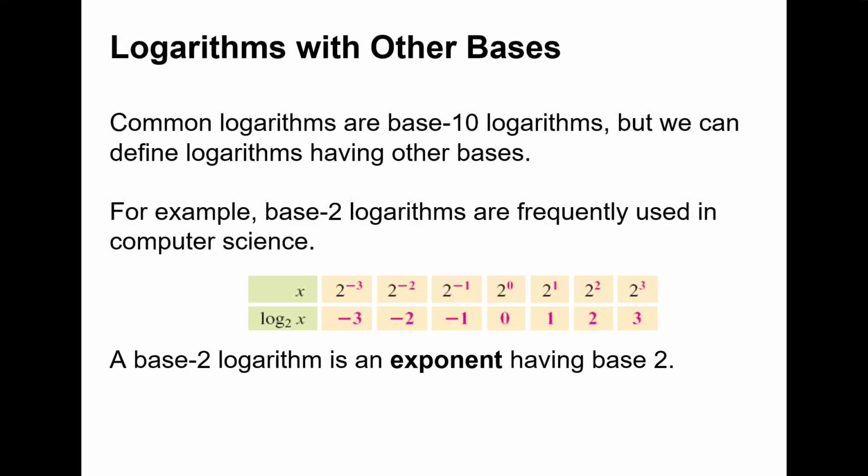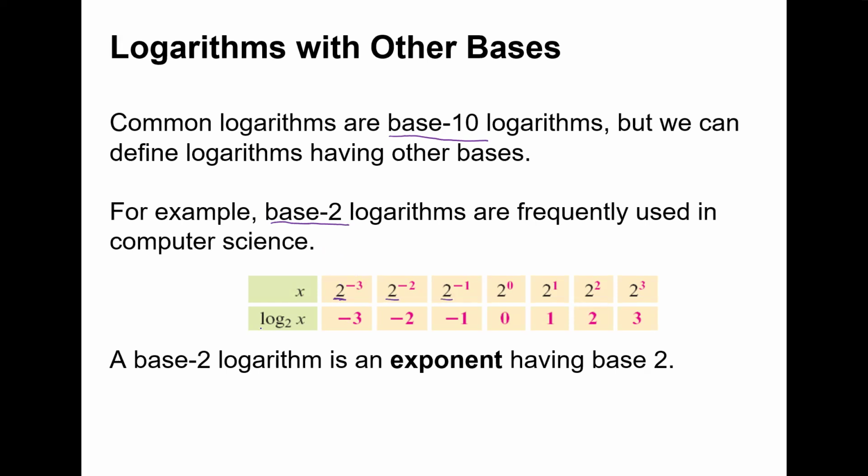Like I said, there's logs with other bases. I showed you the E, and the most common one, the reason why it's called the common log, is base 10. In computer science they use a lot of base 2 because you have the zeros and ones, and so they use base 2. What does that mean? Well, it's going to be 2 to some power. Okay, so that's going to be the key.